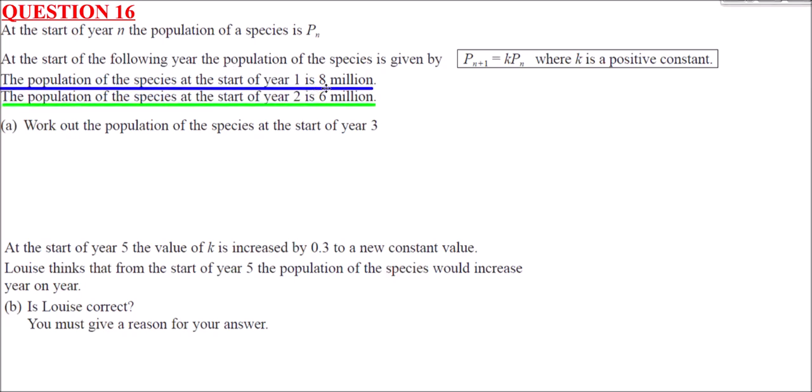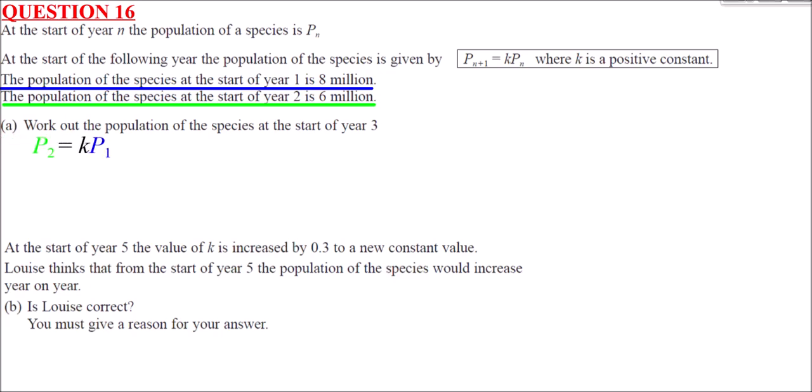Well, we're told at year 1 it's 8 million, and year 2 is 6 million. And so what we can say here is we can let p subscript 1 be 8 million, because that's the population for year 1, and p subscript 2, population at year 2, is 6 million. So we can just substitute in 6 for this one and 8 for that one.